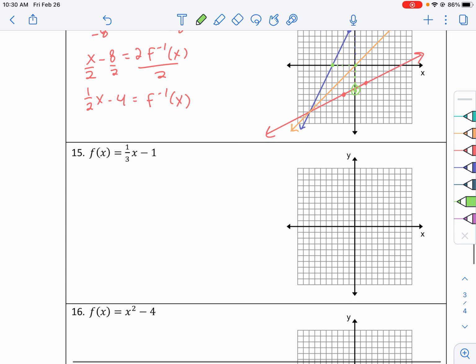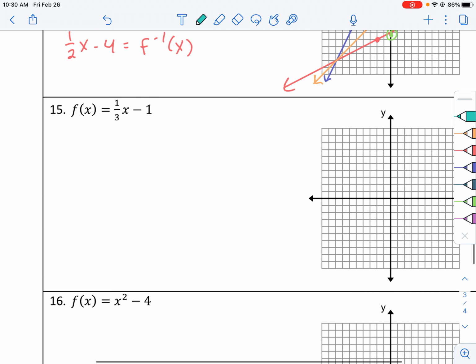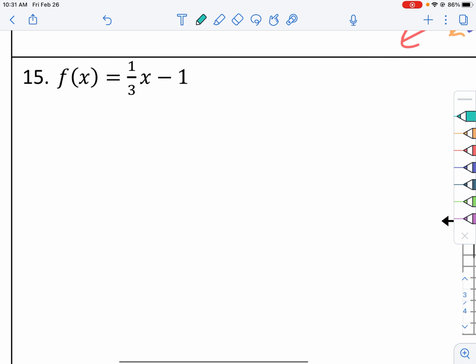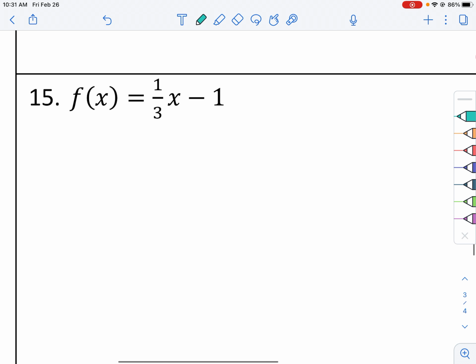Okay. If you're feeling pretty good and confident, feel free to just start the homework. If you need 2 more graphing examples, I'm going to go through them now.